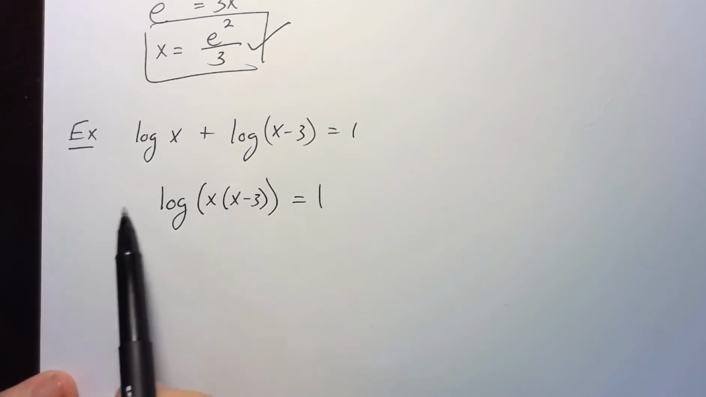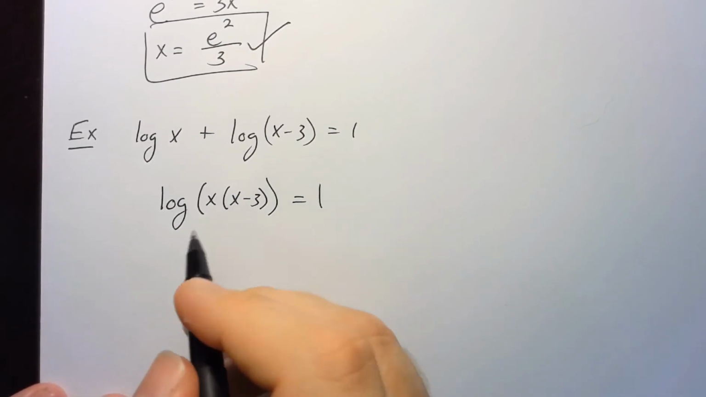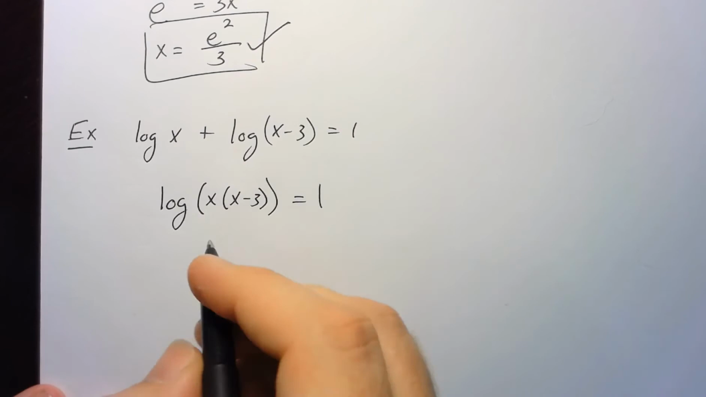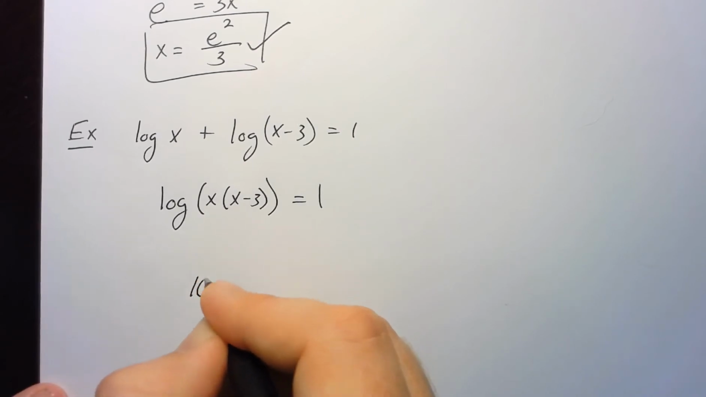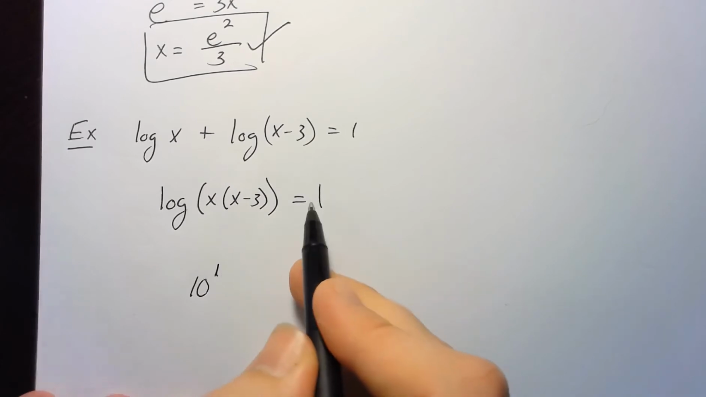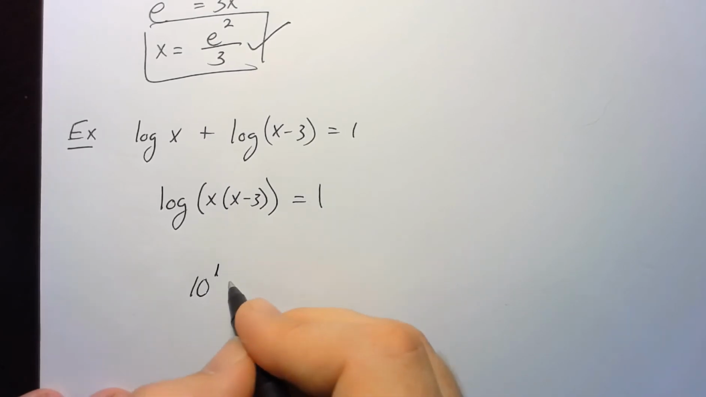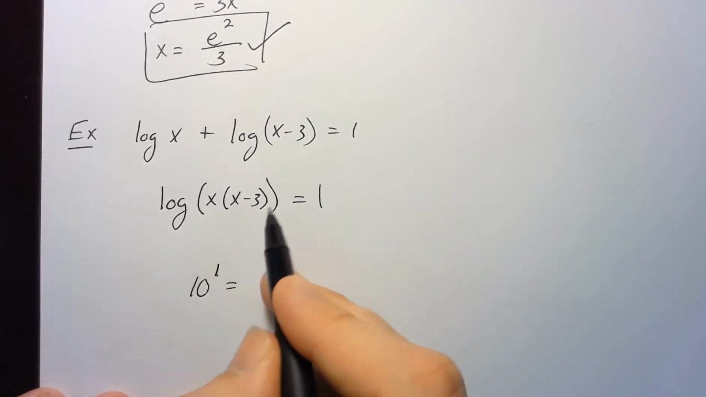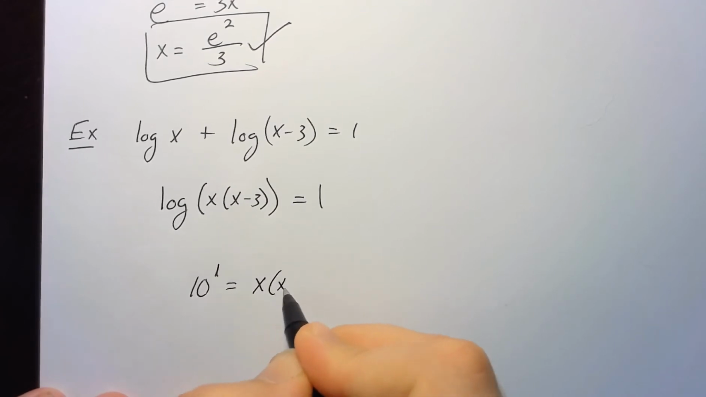And now that there's only one log and the log has nothing else with it and it's all by itself, nothing on the outside, I can go ahead and change the form of this log to be exponential. The base of this log is 10. The exponent is 1. Don't forget that that exponent is just changing the form. And then this is equal to, again, this side all by itself. So x times x minus 3.